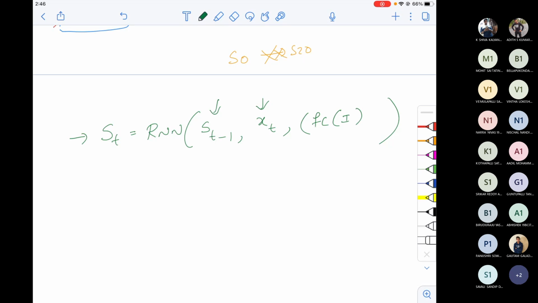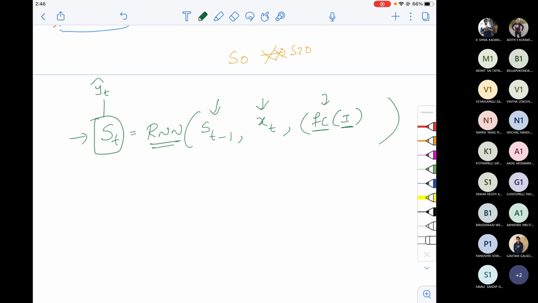Whatever abstract representation I have from the CNN architecture, by taking the image as input, the output of the fully connected layers is also given as input to my RNN to finally get the state S_t. Based on the state S_t, I would predict the word at that timestamp, and I call that Y_t cap. This is a very, very important aspect that you have to really remember.